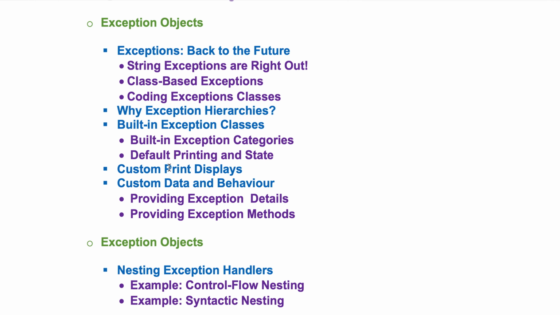So we jump to the default printing and state. For that we have an example. Built-in exceptions will always provide the default printing display and state retention, which often requires as much logic as a user-defined class.